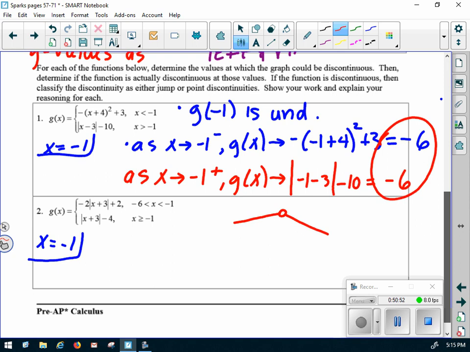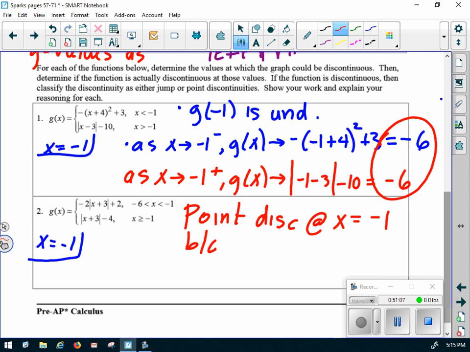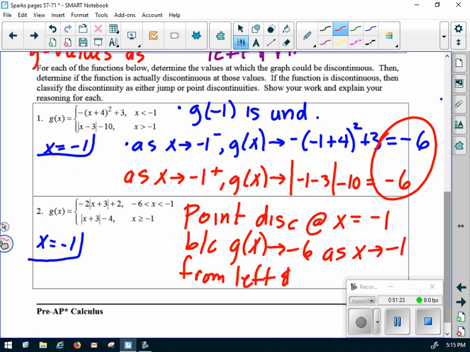What kind of discontinuity? That's a point discontinuity. So you're going to say point discontinuity at x equals -1 because g of x approaches -6 as x approaches -1 from the left and the right.